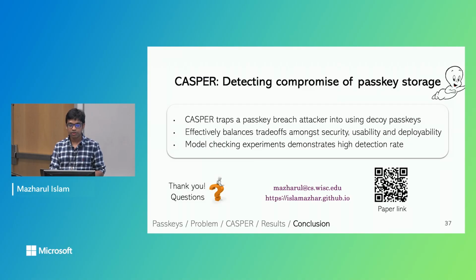So in summary, CASPER traps a passkey breach attacker using decoy detection secrets. It effectively balances all the trade-offs among security, usability, and deployability. And we also ran model checking experiments to demonstrate the high detection rate of CASPER. Thank you. Any questions?